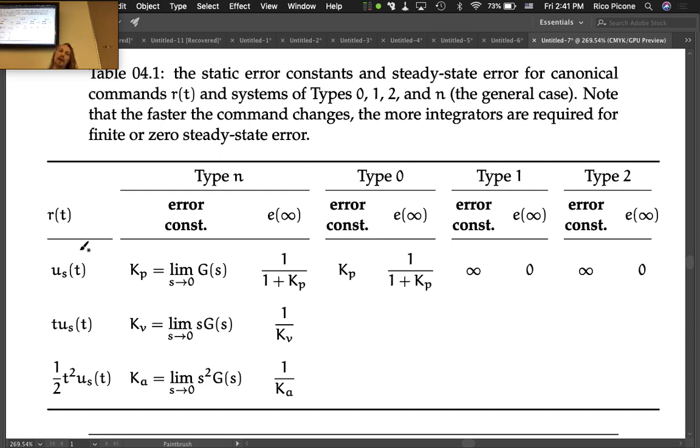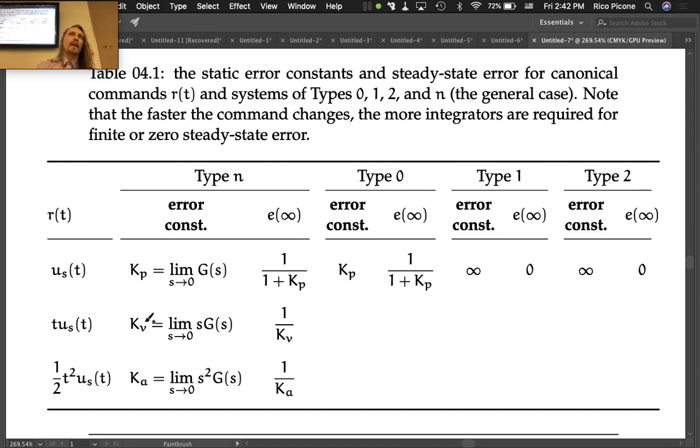Let's walk through it. We had the unit step as the command, right? Kp was our error constant. We call it the position constant, which is the limit as s goes to 0 of G(s). The steady state error we derived was 1 over 1 plus Kp. Okay? We can do a similar thing for a unit ramp function and for a unit parabola as well, and that's what these columns show.